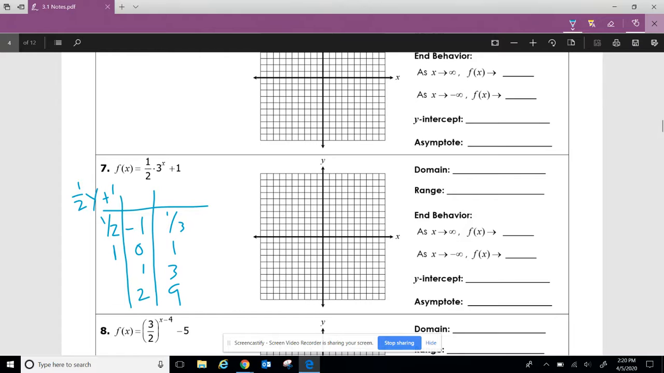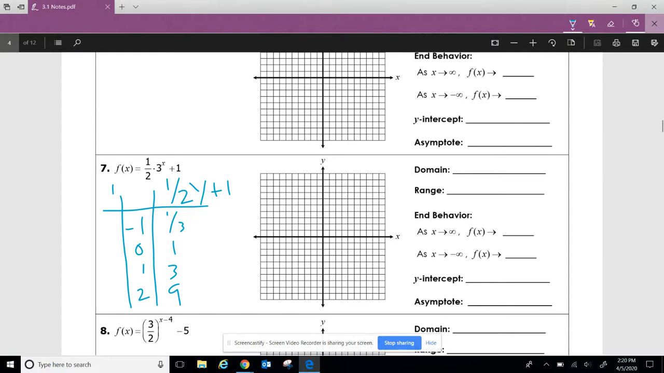I say this, and yet I am doing these to my x's, and I want to be doing them to my y's. You're probably screaming at me at home saying, what are you doing, Miss Harris? To my y's, because this is our vertical transformations, we're going to be multiplying the y's by 1/2 and adding 1. Let's try that again.